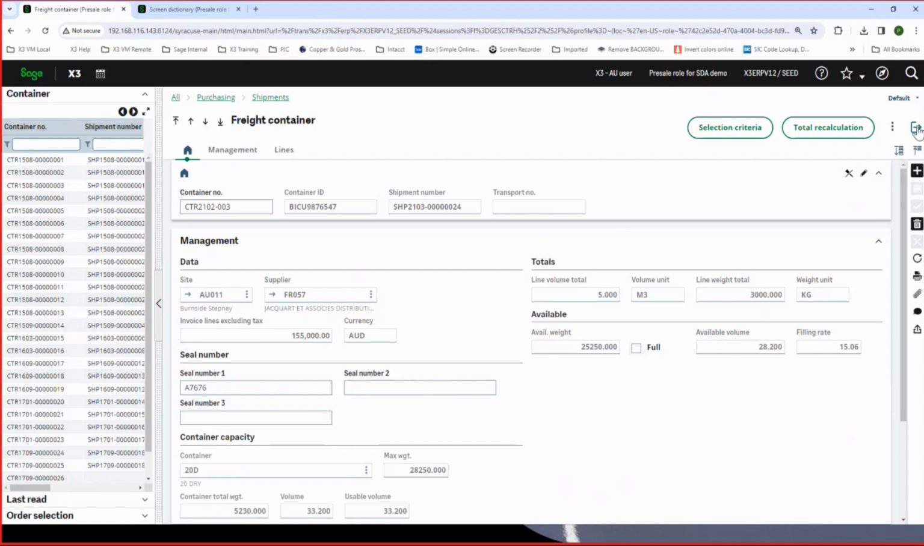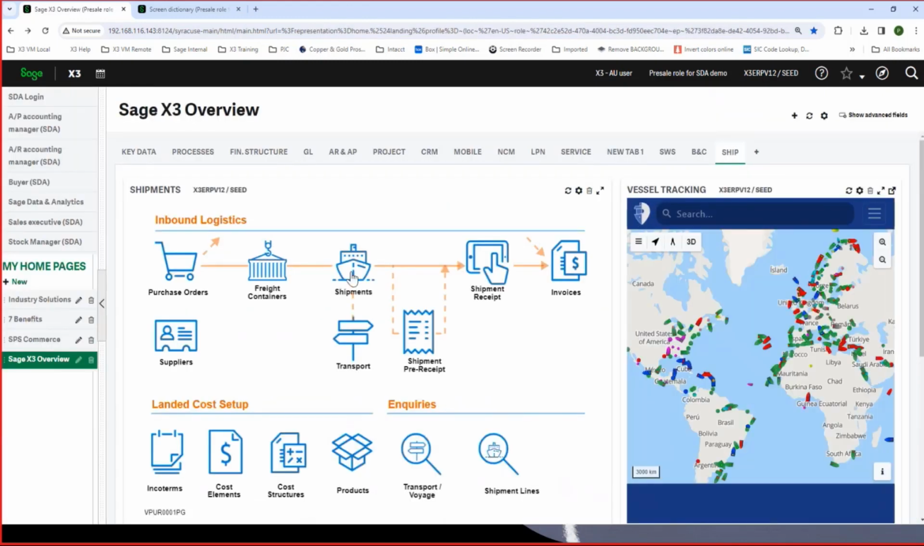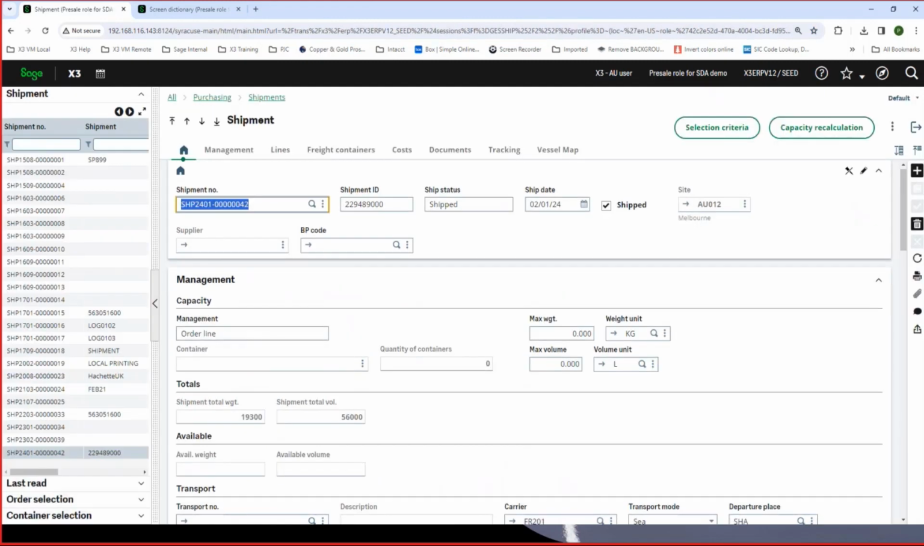If I do not need this level of detail, I can proceed directly to the shipments without the transport, without the freight containers. Let's have a look at a shipment. This is my main screen for my shipment. The system has allocated a shipment number. There's also a shipment ID, and we'll come to that in a minute.